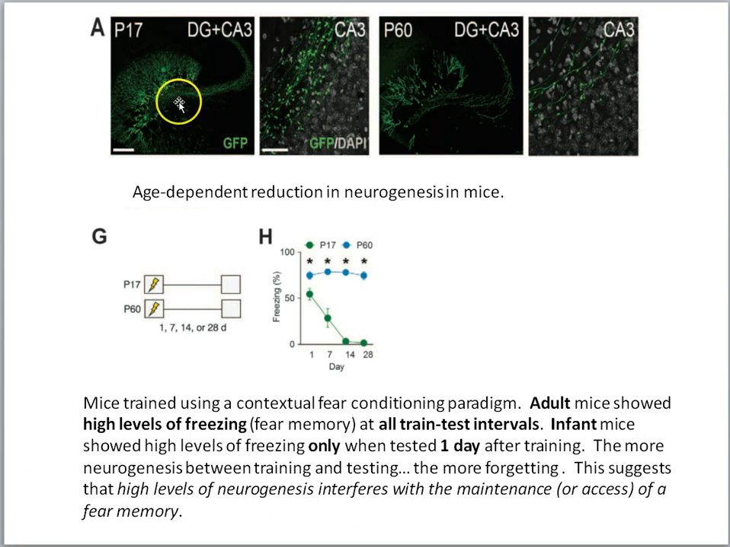Now, with this difference in mind, that the infant mice show higher levels of neurogenesis than adults, they went on to carry out the contextual fear conditioning paradigm.